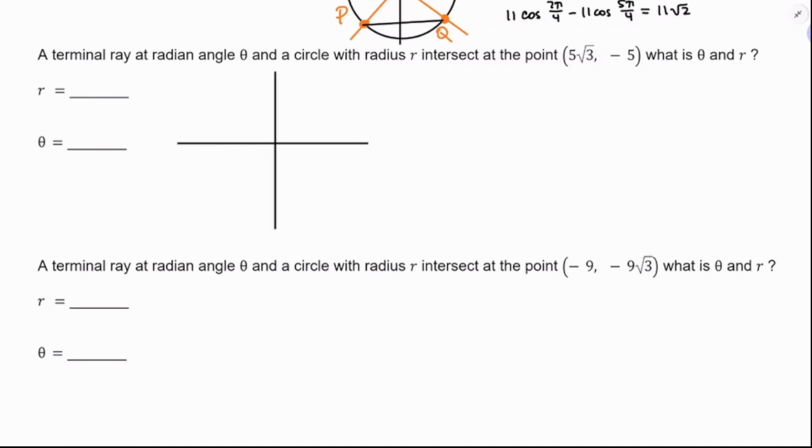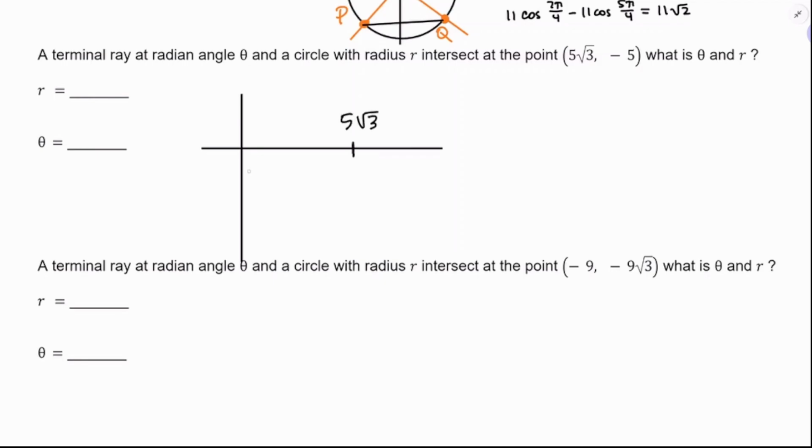Okay. So 5 root 3 and negative 5. I think what you need to know is that root 3 is bigger than 1. So 5 root 3 is going to be a larger number than 5. Maybe if I draw my axes like that, because I'm going to be down in the fourth quadrant. Yeah, 5 root 3. Maybe I'll just decide that's going to be right here. Negative 5 will be not that far down, significantly less than 5 square root 3.